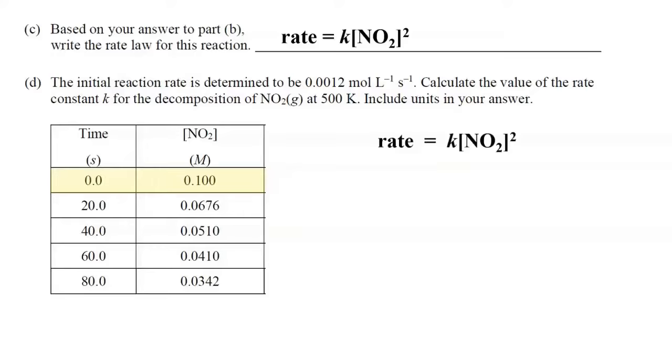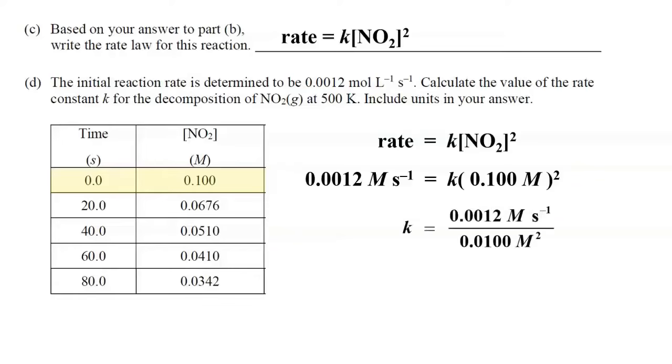So the rate would be 0.0012 moles per liter per second. The rate constant is unknown at this point, and the initial concentration of NO2 is 0.100 moles per liter, and that quantity is squared because it's second order with respect to NO2. So I'm going to go ahead and just solve for k. Mathematically, it's going to be 0.0012 divided by 0.1 squared. And so when I do that math, I get 0.12 on my calculator.